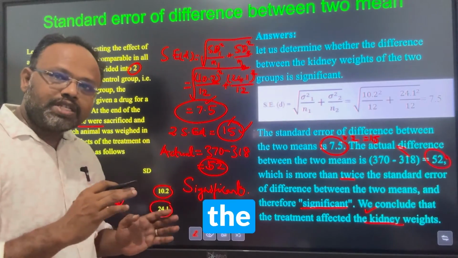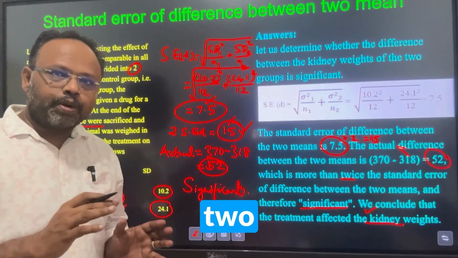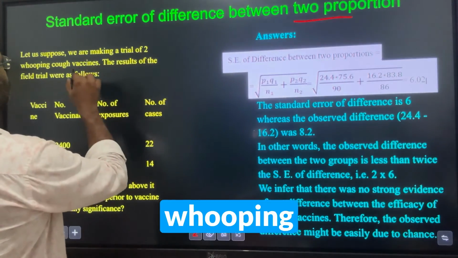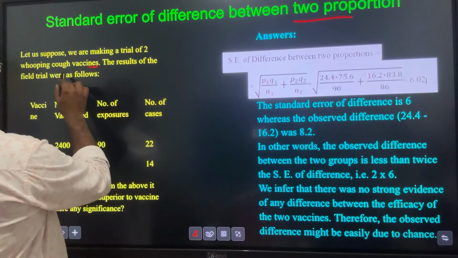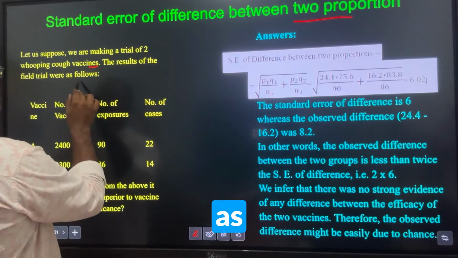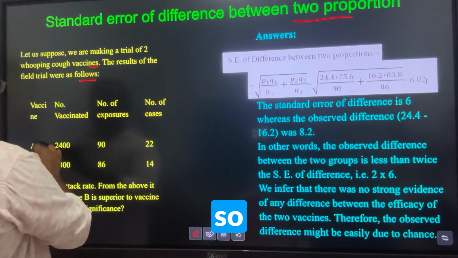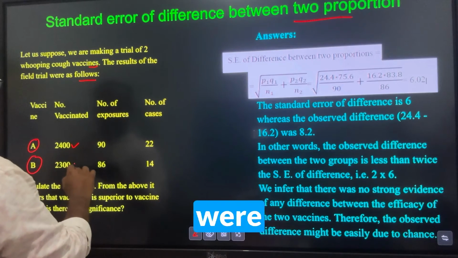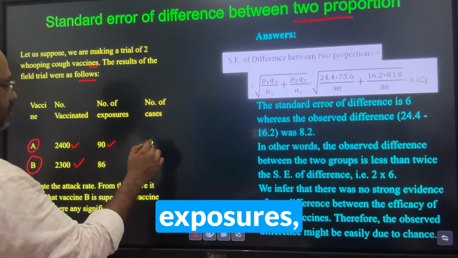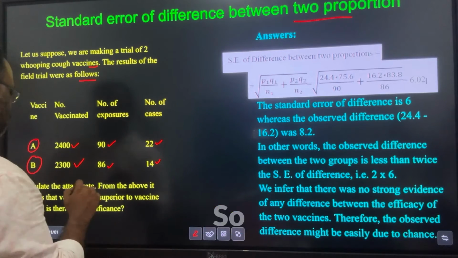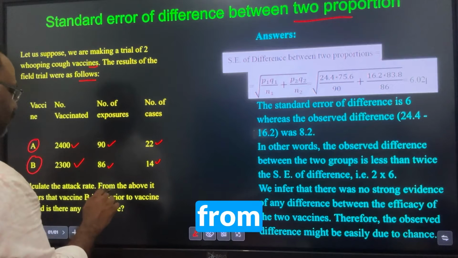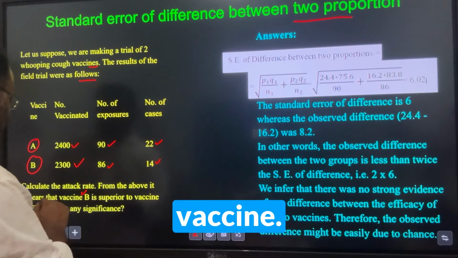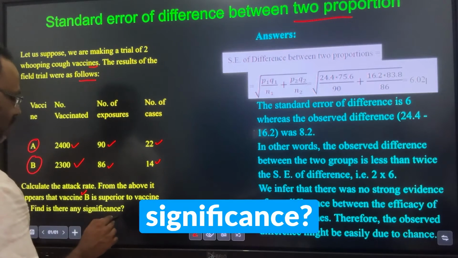Now we move on to the standard error of difference between two proportions. Let us suppose we are making a trial of two whooping cough vaccines. The field trial results were as follows. Vaccine A and vaccine B were the two vaccines. The number vaccinated, number of exposures and number of cases are shown here. Calculate the attack rate. From above, it appears that vaccine B is superior to vaccine A. Find if there is any significance.